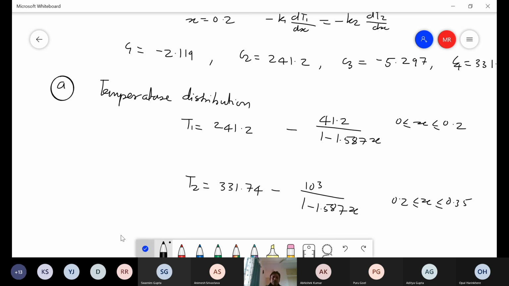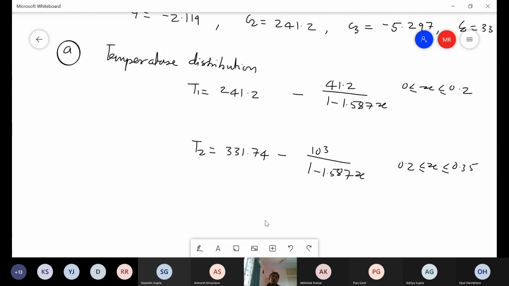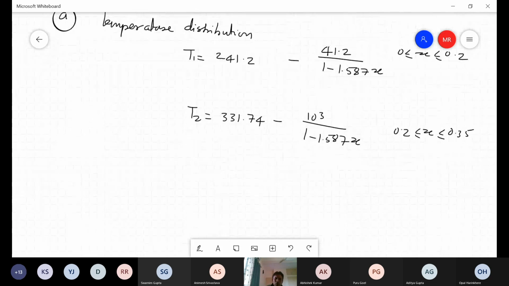Are you all getting the same? If you rearrange all the values, you should get these two expressions. Okay, now in part B, if you go back and check part B, what has been asked in part B?